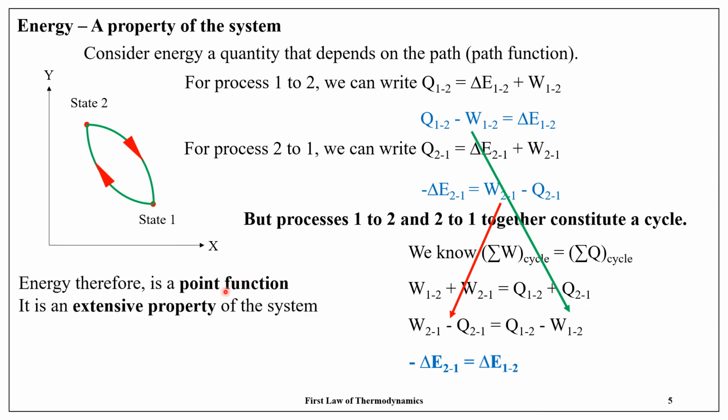So when you say a point function, it is a property, and energy is a property which depends on mass of the system, and hence it is an extensive property. So using first law of thermodynamics, we proved energy as a property of the system.